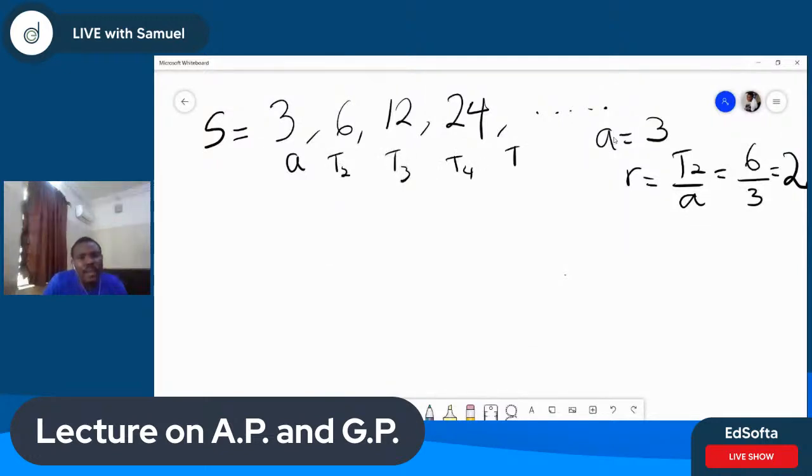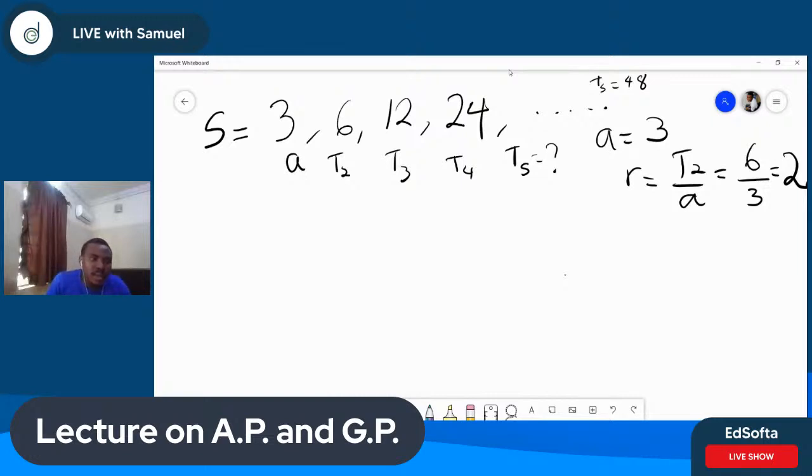Let's say we want to find our T5. Based on our calculations by looking at it, we know that our T5 is supposed to be 48. But let's see if our formula works.